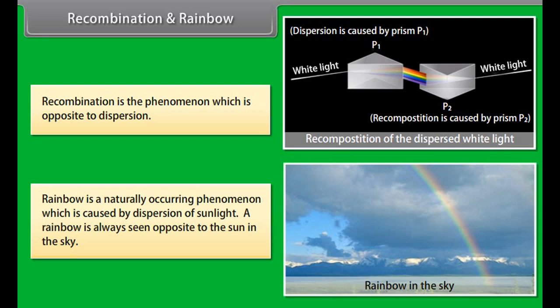During rain, water drops act as prisms for the sunlight. Water drops refract, disperse, and then internally reflect the sunlight to give the rainbow. Atmospheric refraction and its applications.